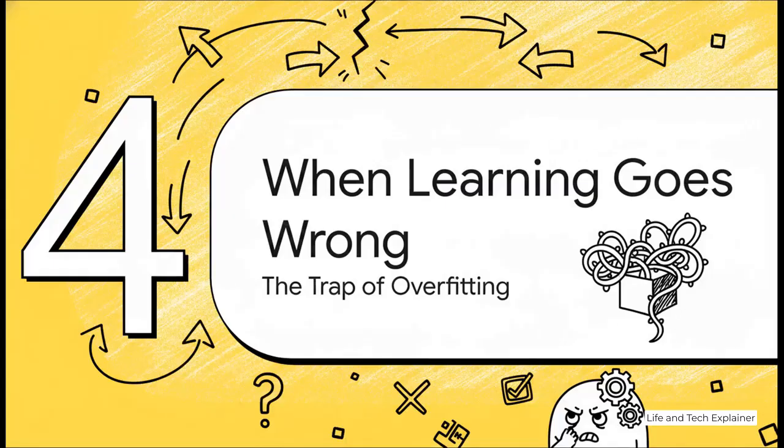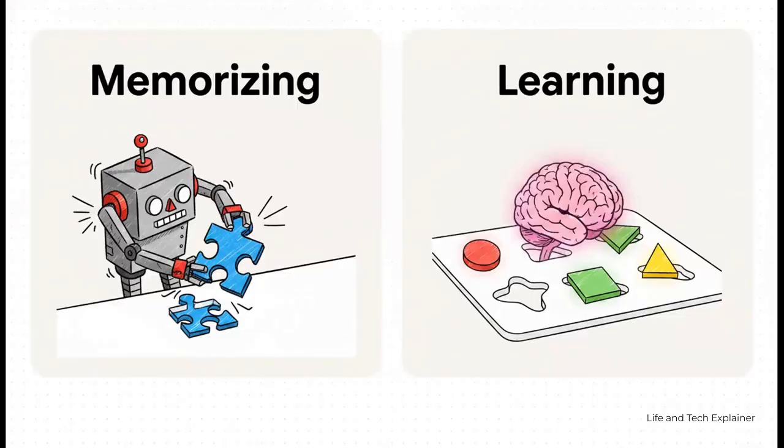Step 4. When learning goes wrong. So the crucial point here is understanding a major trap called overfitting. See, the true goal of a neural network is to learn general, underlying patterns so it can recognize completely new, unseen data. But sometimes a network falls into the trap of overfitting.